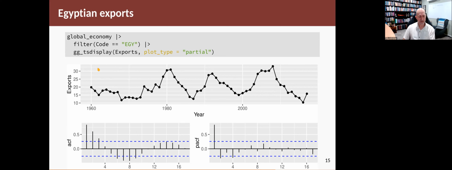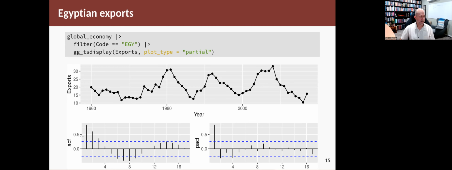This is another function for easily creating the ACF plot and the PACF plot. You don't need to do them separately like I did on the previous slide. You can just pipe the data into GGTS display, say which of the series you want to plot. And if you say plot type is partial, then it will do a partial autocorrelation function plot over here. It has a time plot at the top and an ACF plot on the bottom left. So it's a quick way to see those three plots all together.